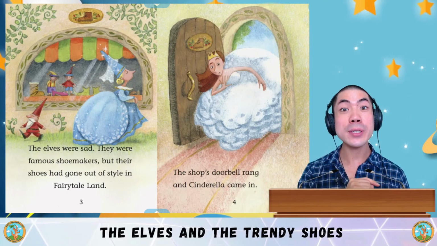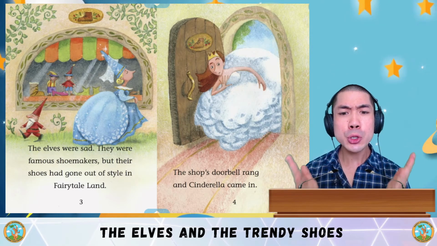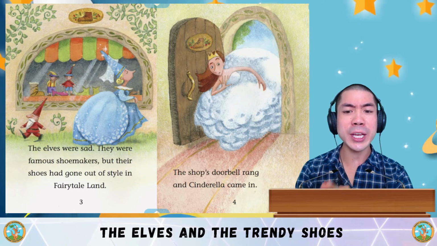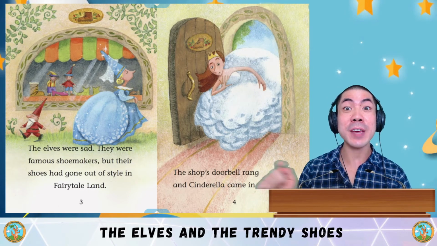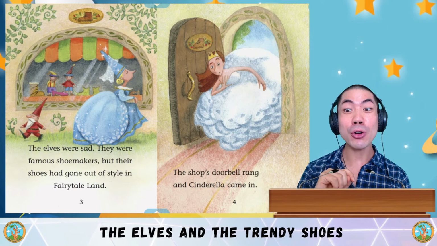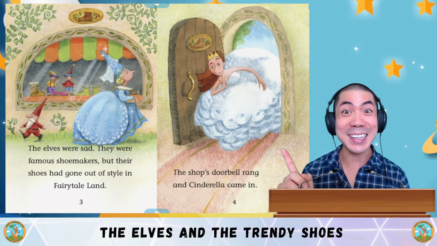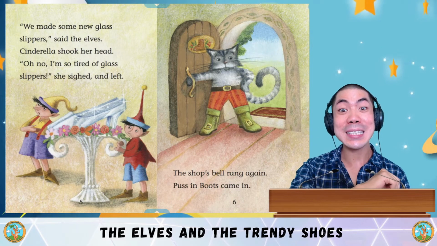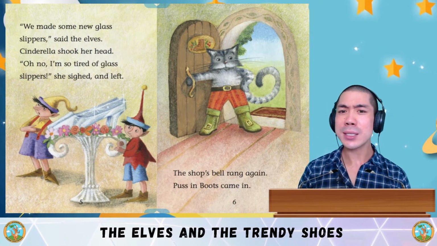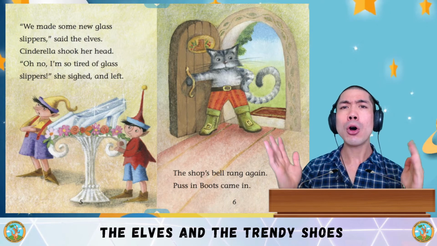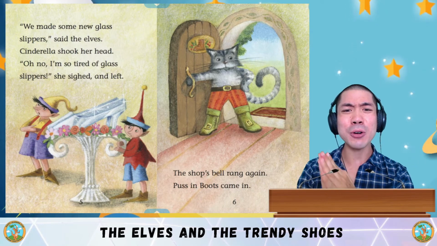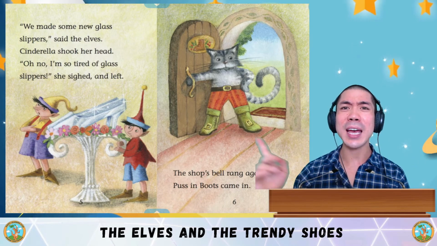The elves were sad. They were famous shoemakers, but their shoes had gone out of style in fairy tale land. Ding dong! The shop's doorbell rang and Cinderella came in. "We made some new glass slippers," said the elves. Cinderella shook her head. "Oh no, I'm so tired of glass slippers," she sighed and left.